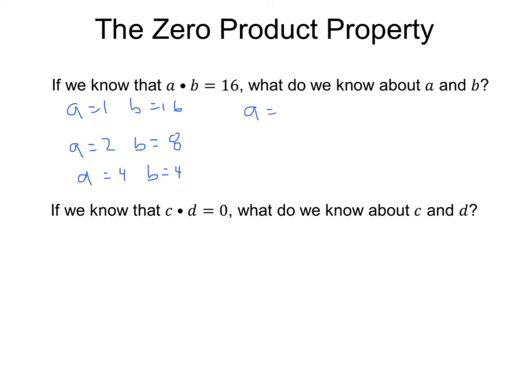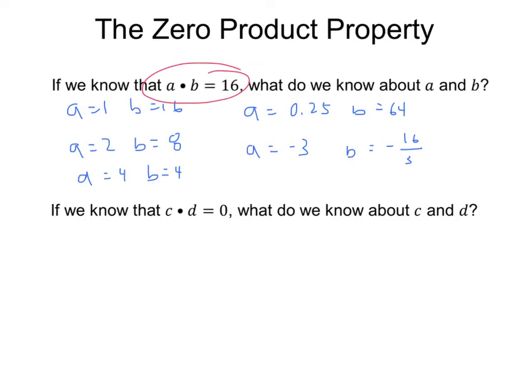Or maybe A is 0.25 and B is 64. That would work as well. Or maybe A is equal to -3 and B is equal to -16/3. That would also work. So basically, what do we really know? If all we know is that A times B is equal to 16, what do we really know about A and B? The answer is we really don't know anything. All we know is that they multiply to get 16, but we don't know what A and B are.